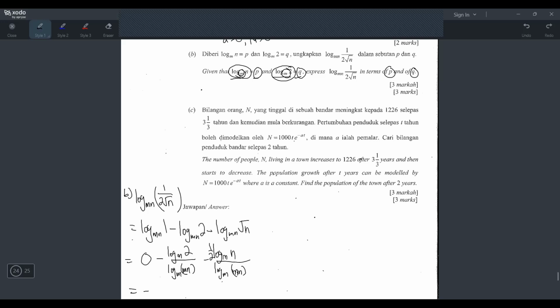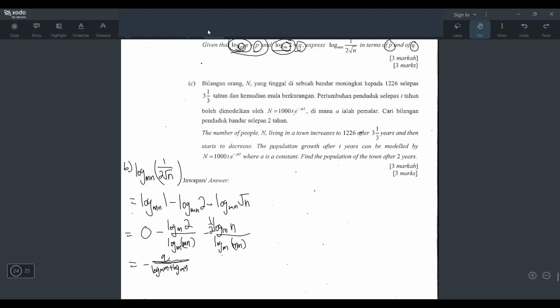Okay, so now the 0 you don't have to write. You just write negative. Log 2 base m, isn't it given? Log 2 base m is q, right? So just write the q there. Then what about log mn base m? Okay, this one is a single log with times. Single log times becomes separate log plus. So it becomes log mm plus log mn. And then later the log mm can become 1. And then the log n base m, I can look here and write p, right?